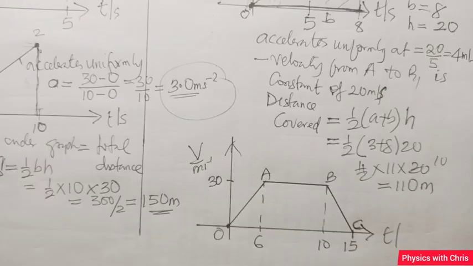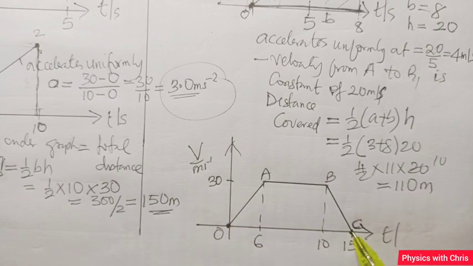suppose you are given this velocity-time graph of the motion of a body that starts from point O, and after 15 seconds it is back at point O, because this point C is on the same level as point O. So how do you describe the motion of this body in terms of its velocity and acceleration, and probably the distance covered in 15 seconds? You can start by saying that the body starts from rest and accelerates uniformly.